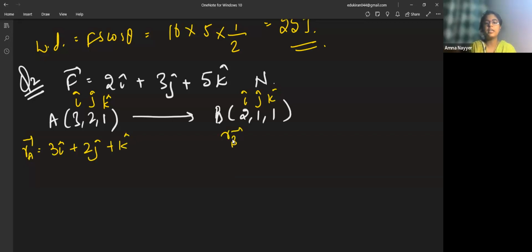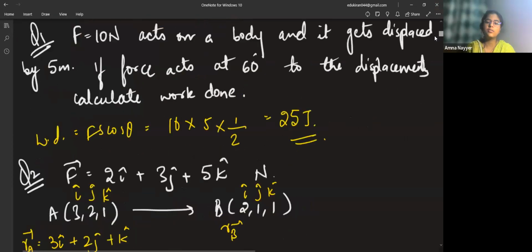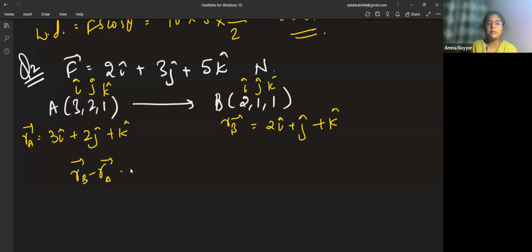And R B is the position vector. F S cos theta is only valid when your force is constant. I forgot to mention this over here. If your force is constant, then only this formula is valid. Otherwise, you cannot use this formula if your force is variable. Like here, force was 10 Newton. Here also 2 i cap, 3 j cap, 5 k cap is given. This is a constant force, not variable. R B is 2 i cap plus j cap plus k cap. Instead of writing 1 j cap, 1 k cap, I'm writing it as j cap, k cap only. Now, what is the displacement that occurs? Final minus initial.